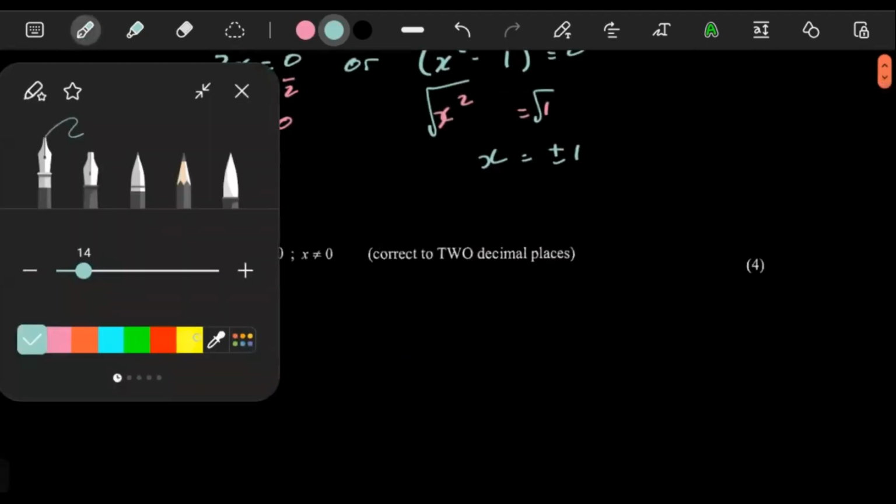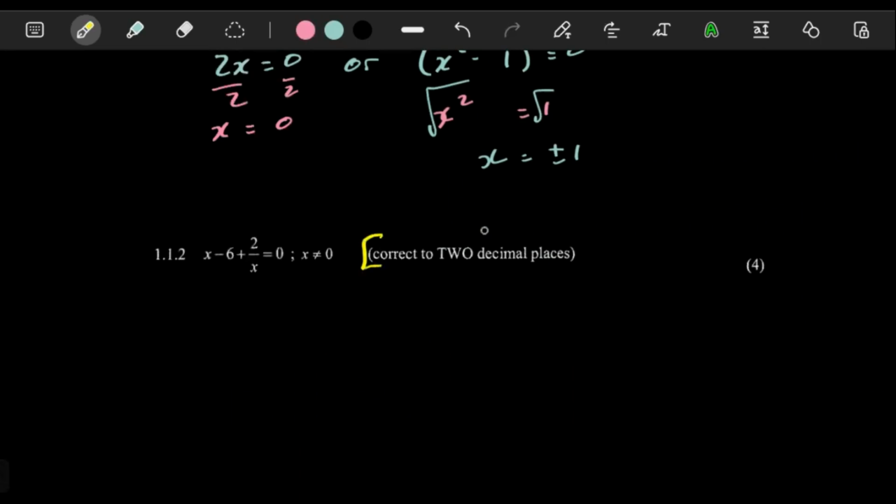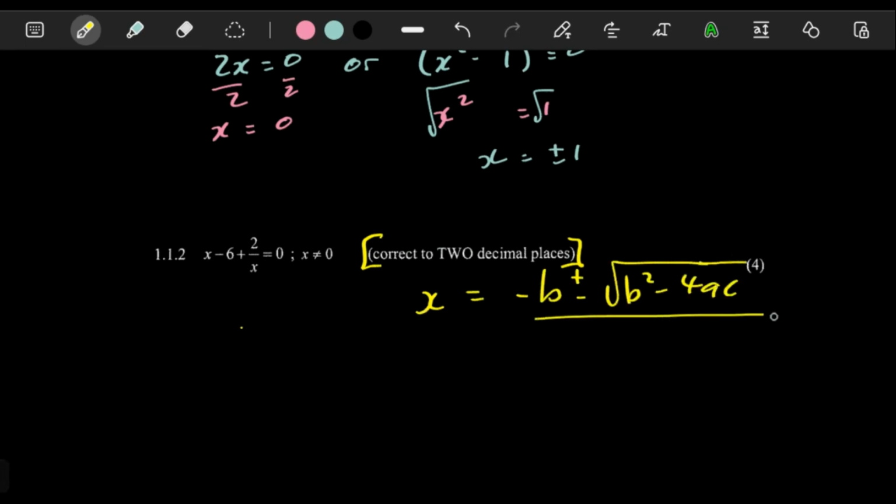Moving on, this obviously is what we need to look out for to know that we may need to think of the quadratic formula. So when I think of the quadratic formula, what we already know is that the quadratic formula says x is equal to minus b plus minus the square root of b squared minus 4ac, all over 2a.